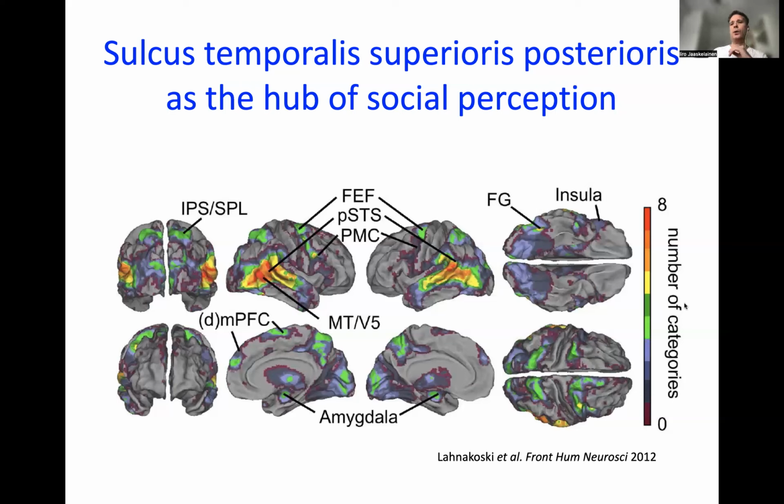Yes. And for example, the STS, the superior temporal sulcus, the posterior aspect of it, failed to respond to the non-social categories. So then we even entitled the paper that this is the hub for social perception.